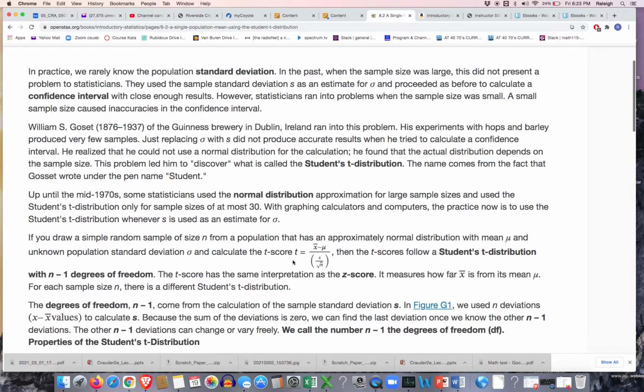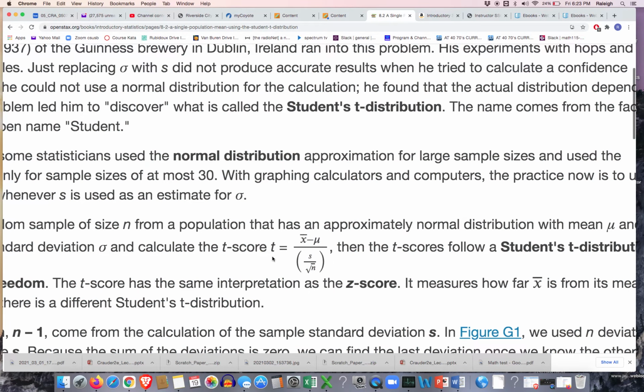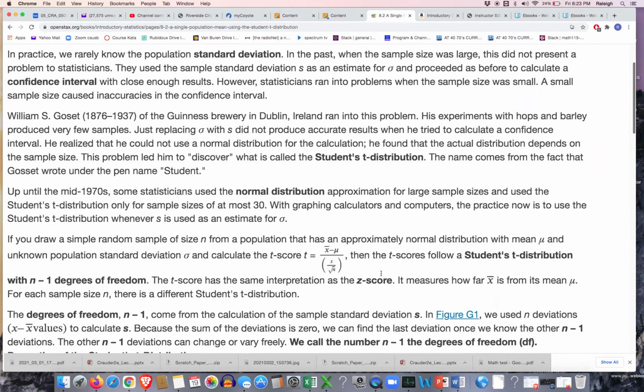But the nice thing is, if you draw a simple random sample of size n from a population that is approximately normal, mean is mu, and an unknown population standard deviation, we use S instead. It looks very much like what we just learned about Z. Z was still x bar minus mu over sigma over square root of n, but since we don't know sigma, we must use S. There you go. Sigma always goes with Z, and S always goes with T. It's just that simple. S means T. Sigma means Z. That's it. Write it down, memorize that, and you won't have to worry about it.